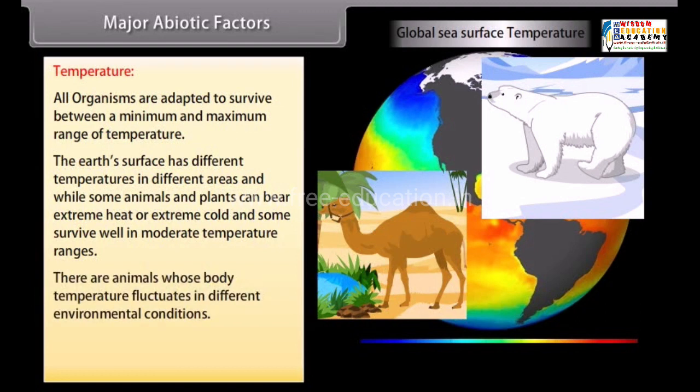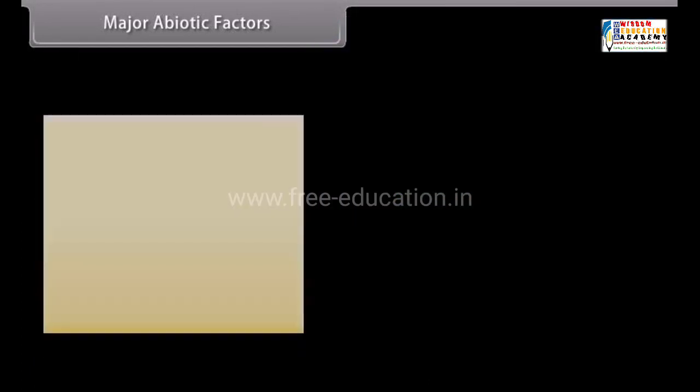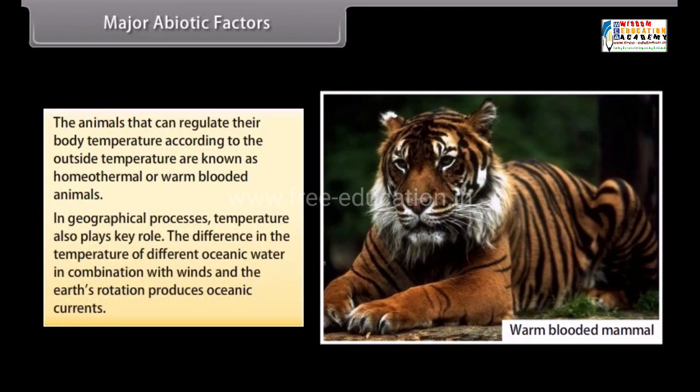There are animals whose body temperature fluctuates in different environmental conditions, like fishes and frogs, that are cold-blooded animals. The animals that can regulate their body temperature according to the outside temperature are known as homeothermal or warm-blooded animals. In geographical processes, temperature also plays a key role. The difference in the temperature of different oceanic water in combination with winds and the Earth's rotation produces oceanic currents.